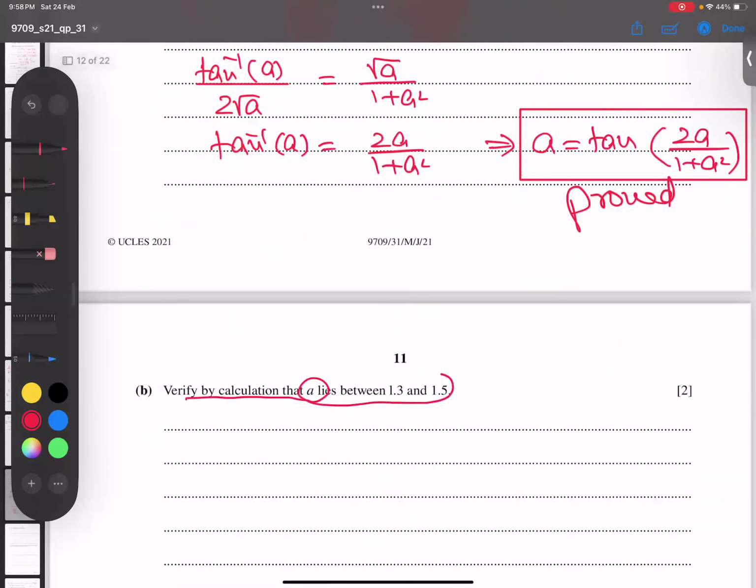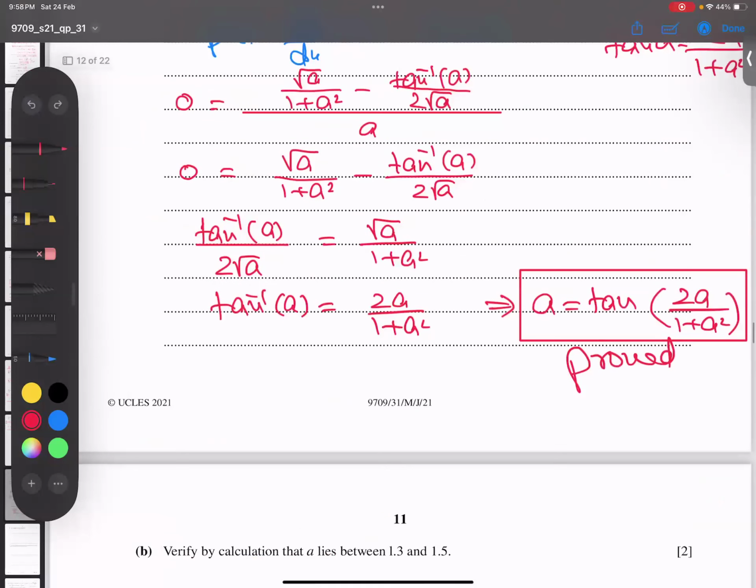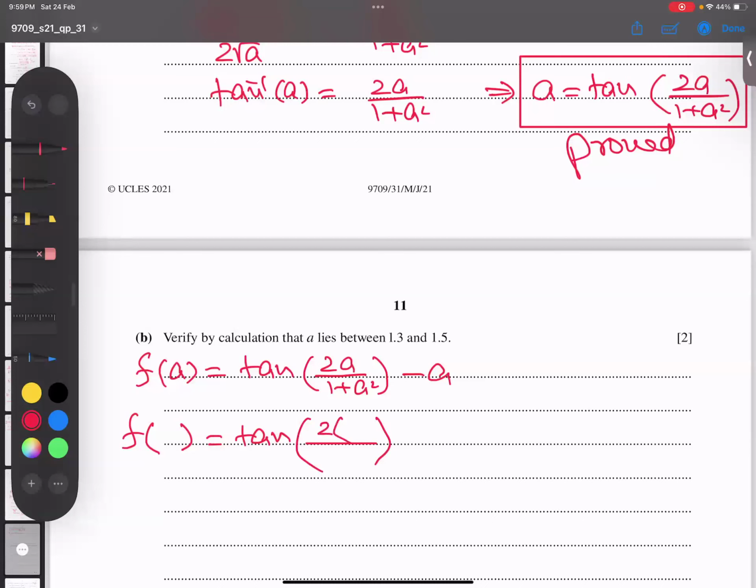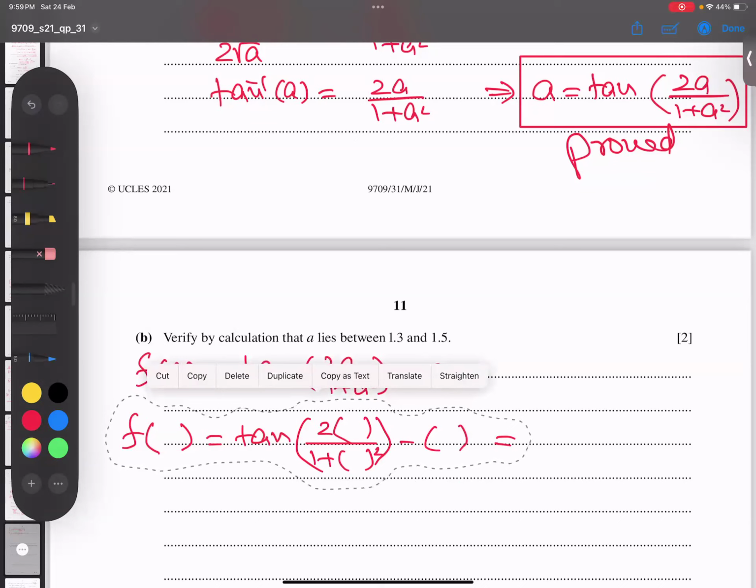Verify by calculation that a lies between 1.3 and 1.5. Now we have two choices: bring this to the left side or to the right side. I think I bring it to the right side. So f of a is equal to tan in the bracket 2a over 1 plus a square, and minus a. Now, students, I will take this equation and leave empty spaces for each a, even up and down: 2 times the value, 1 plus the value to the power 2, and this value. And now this equation I will copy paste one time.